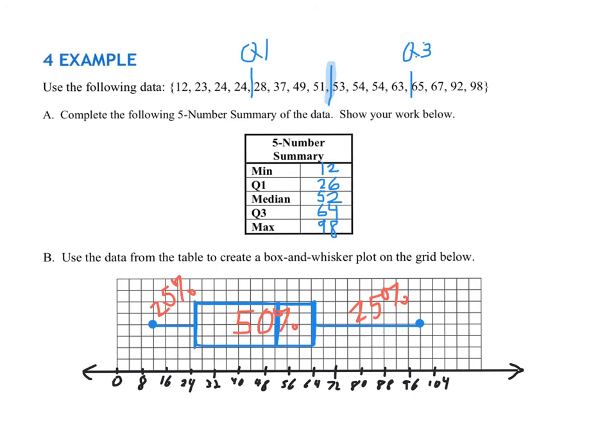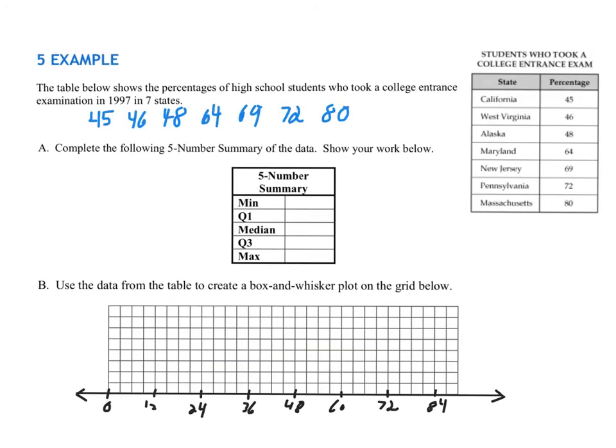All right, let's do another one. In this next one, this is a table showing high school students who took the college entrance exam all the way back in 1997, and it gives 7 different states. This number is really already in numerical order, but I went ahead and wrote it out anyway just so we could reference it. All right, so not as much data for this one. The minimum is 45. The maximum is 80. In order to find those divisions, let me go ahead and separate the numbers.